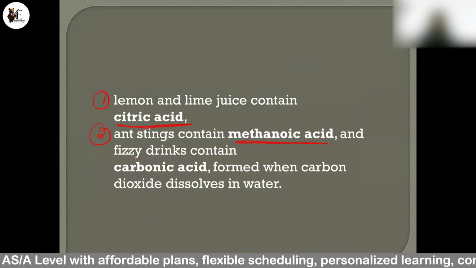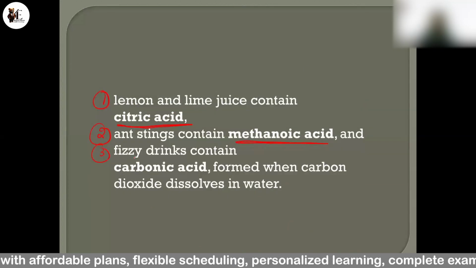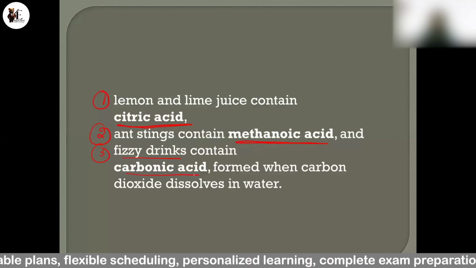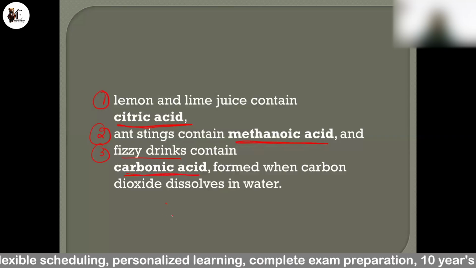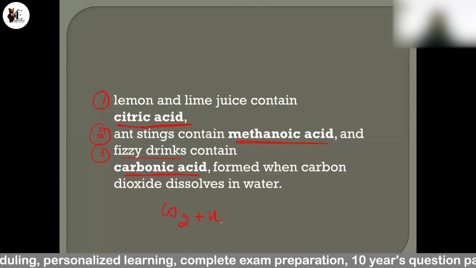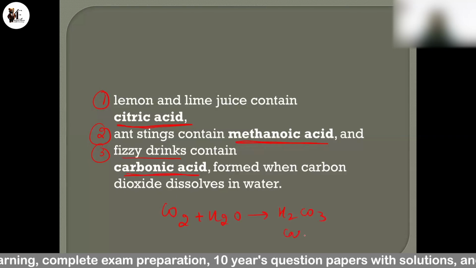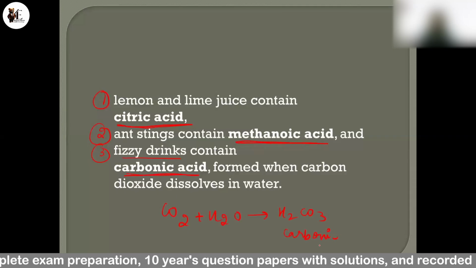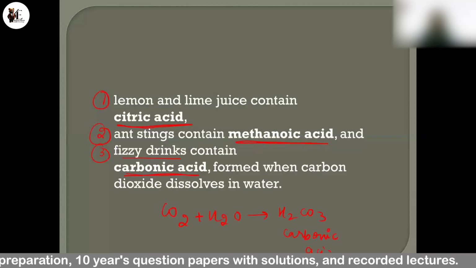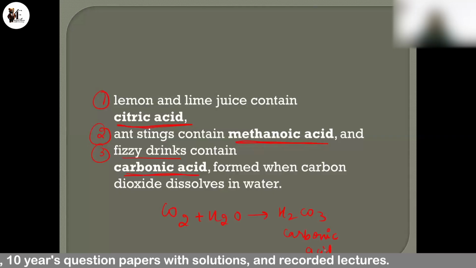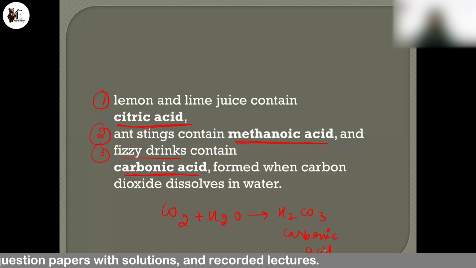And fizzy drinks, cold drinks. Which acid do they contain? Carbonic acid. Carbonic acid is formed when carbon dioxide is dissolved in water. It is H2CO3. It is known as carbonic acid. It is present in your fizzy drinks. You should know that citric acid is present in lemon and lime juice, methanoic acid is present in ant stings, and carbonic acid is present in your fizzy drinks.